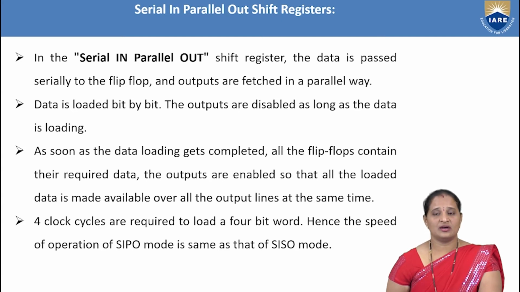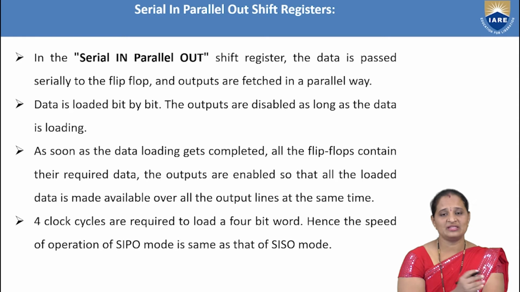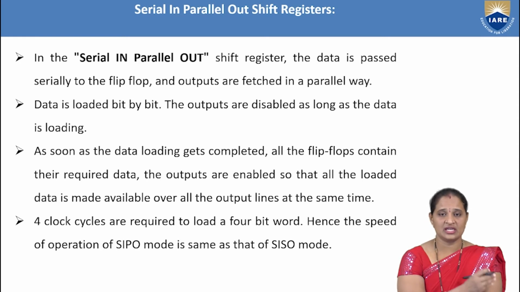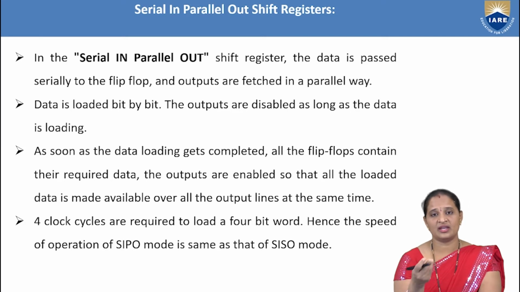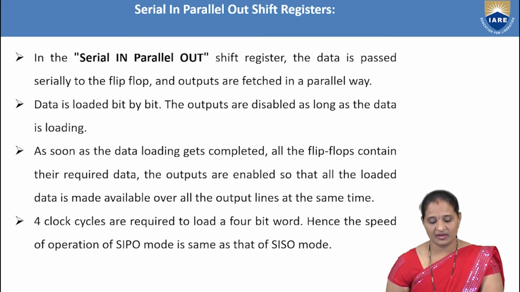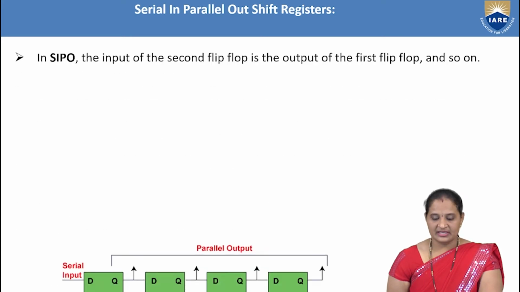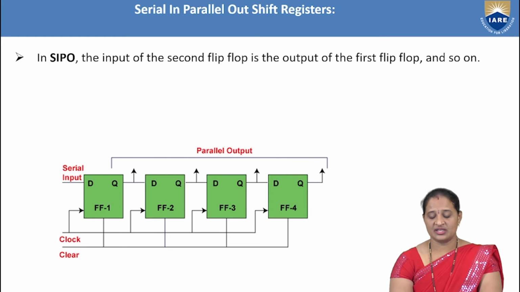That means the input operation is the same as the serial in serial out register, whereas the output operation is different. In serial in serial out, since we read the data bit by bit, we require 4 clock pulses, but in serial in parallel out, as we can read all the bits at a time, we can save some time. That is why we can say that serial in parallel out operation is faster when compared to serial in serial out. Now let us see the circuit diagram of serial in parallel out.